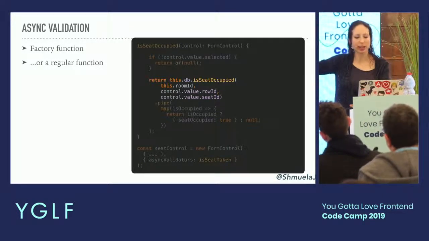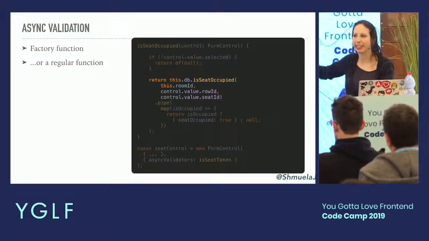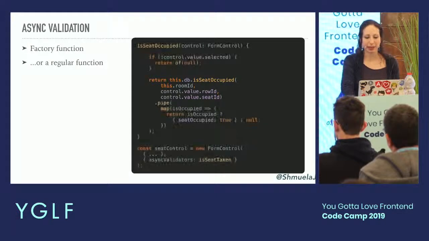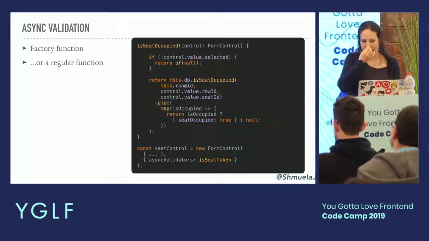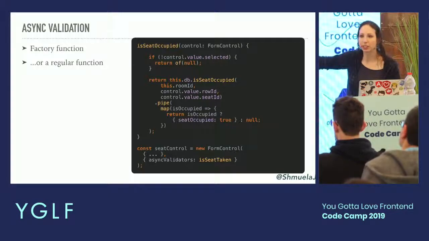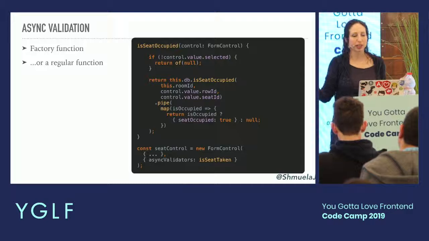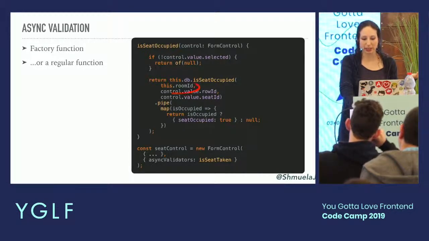So the control itself has the row ID and the seat ID, so I don't have to save it again in the validation function. And I'm doing the same thing. I'm mapping the result. And what about the room ID? The room ID, if we have this service that creates this form for us, then the service holds the room ID. But where does it hold it?